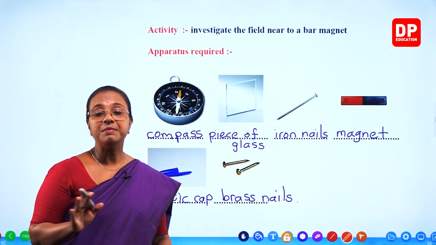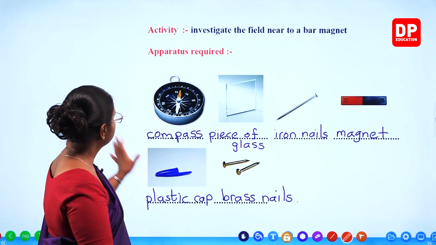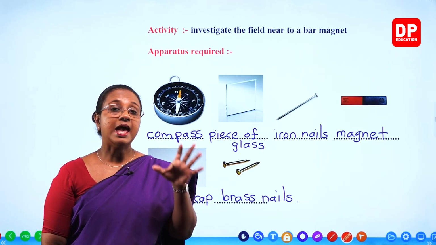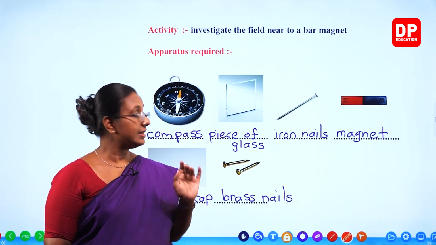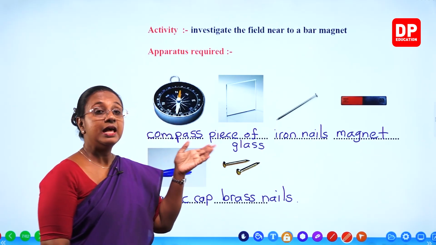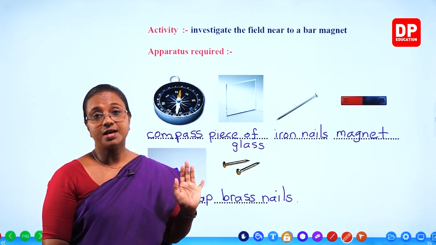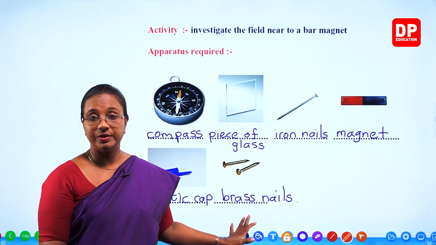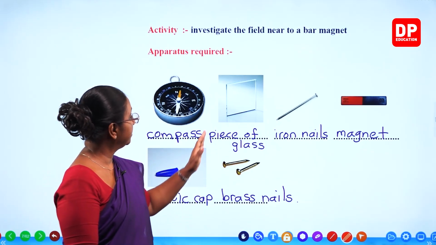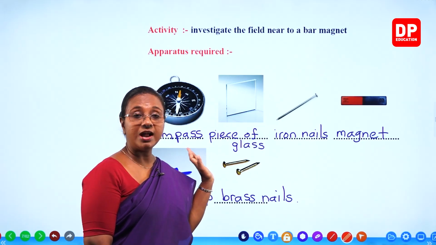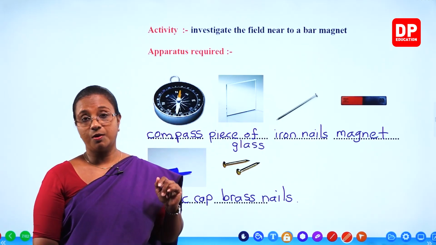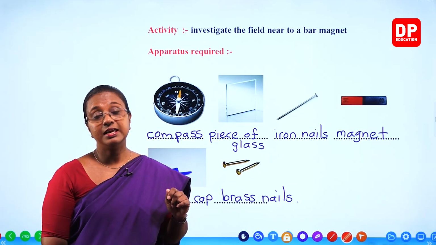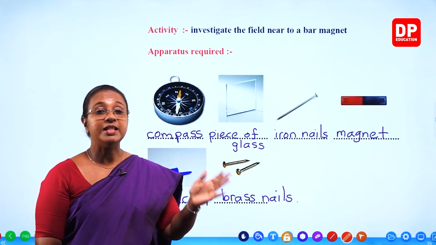So those are the materials that we are going to use. What we will do is take the compass and place it on a table, and you will see that the compass needle aligns along the north-south direction, when none of these materials are close to it. After that, we bring these materials one by one closer to the compass, and you have to look at the indicator of the compass, whether it deflects or not.